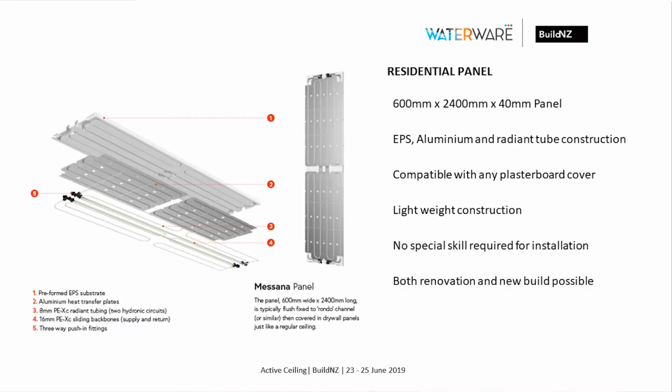The panel construction itself is just polystyrene, aluminium and pipe. Very lightweight construction, so the panel itself is only a couple of kilos. It's very easy to install, and you can retrofit as well. If you're in a high stud environment, so 2.7 and higher, and you want to retrofit the system, then if you can drop your ceiling height by 50 mil, you can apply this over the existing ceiling and then re-jib. Or obviously for a new install, it goes inside the ceiling battens.